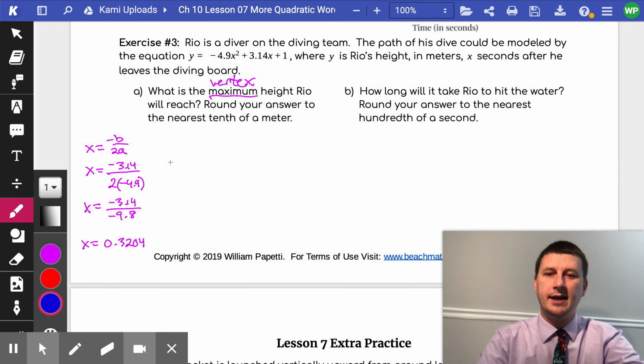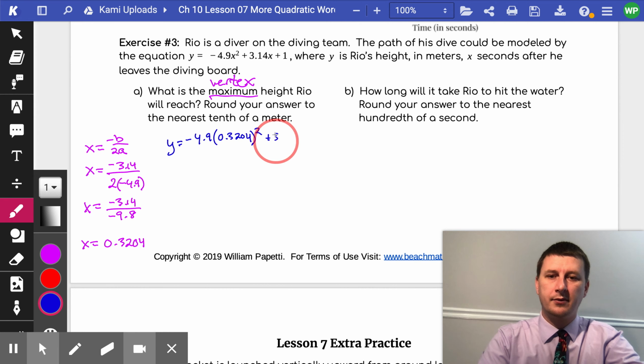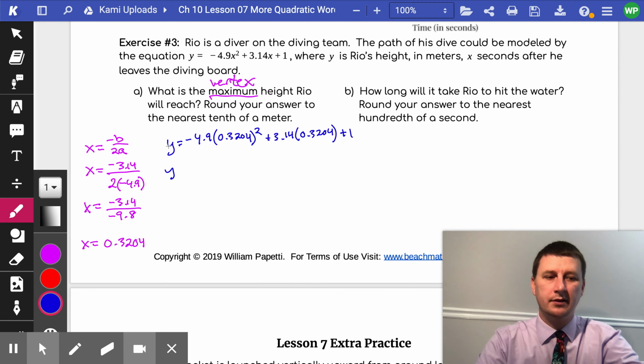So now we want to take that x value and substitute it into our equation. So we're going to have y equals negative 4.9 times 0.3204 squared plus 3.14 times 0.3204 plus 1. And we'll simplify this a piece at a time. So let's square that decimal right there.